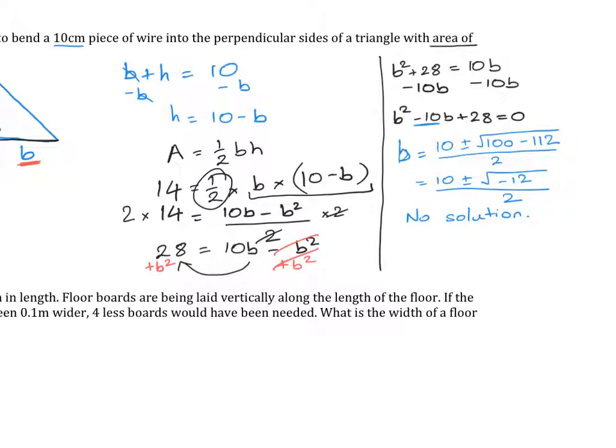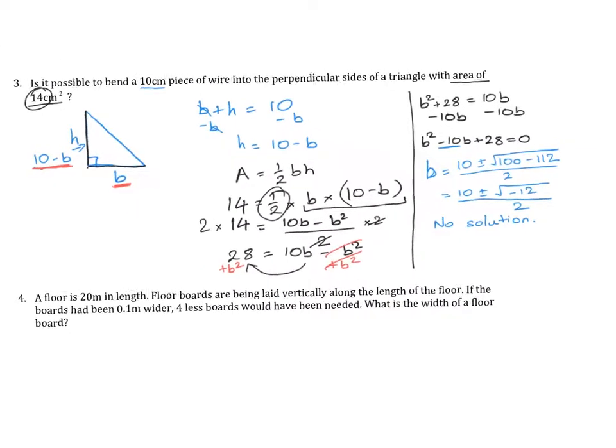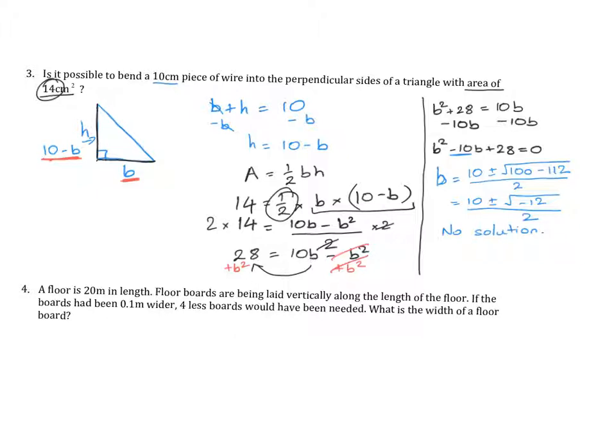But now wait a minute, how can that be? Let's read the question again. Is it possible to bend a 10 centimeter piece of wire into the perpendicular sides of a triangle with area of 14 centimeters squared? The fact that there is no solution to this quadratic equation means it's not possible. So, therefore, we can write it's not possible.